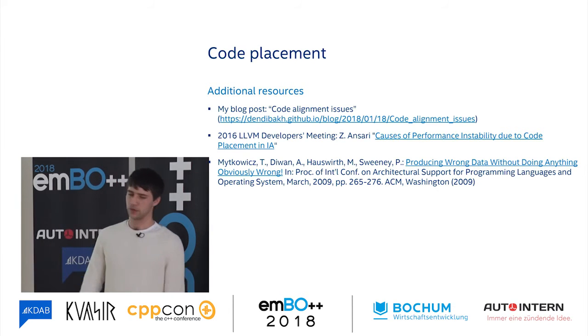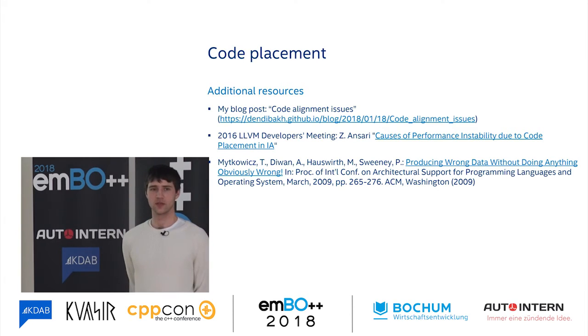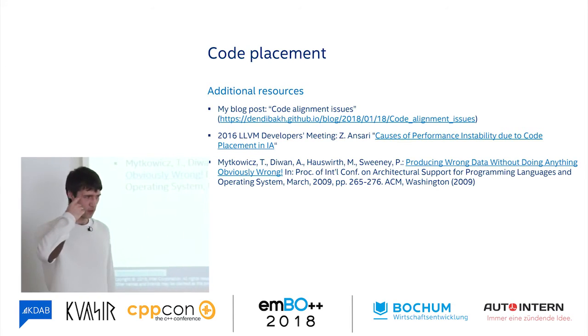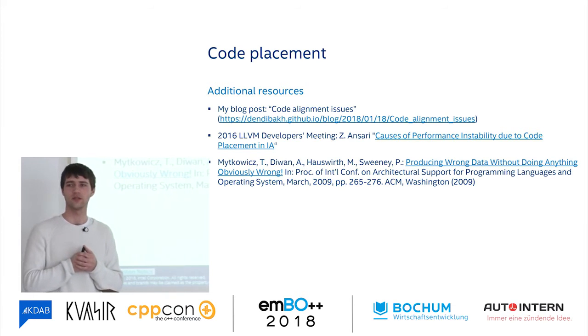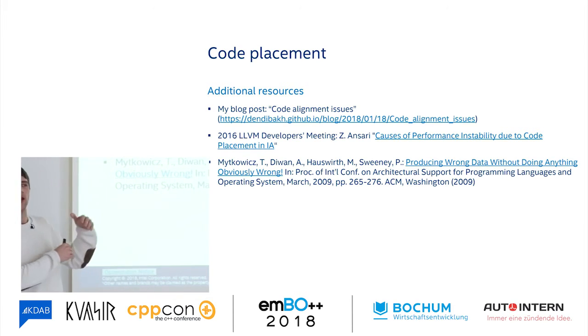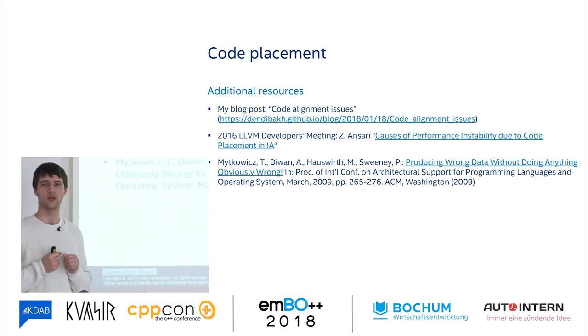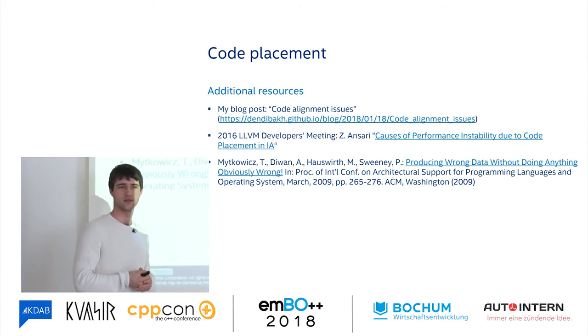And finally, I want to mention this great paper called "Producing Wrong Data Without Doing Anything Obviously Wrong." This paper shows that if you even just try to change the link order of your object files, the order in which you are linking your objects, you might get performance swings, even in a way that O2 might be better than O3.